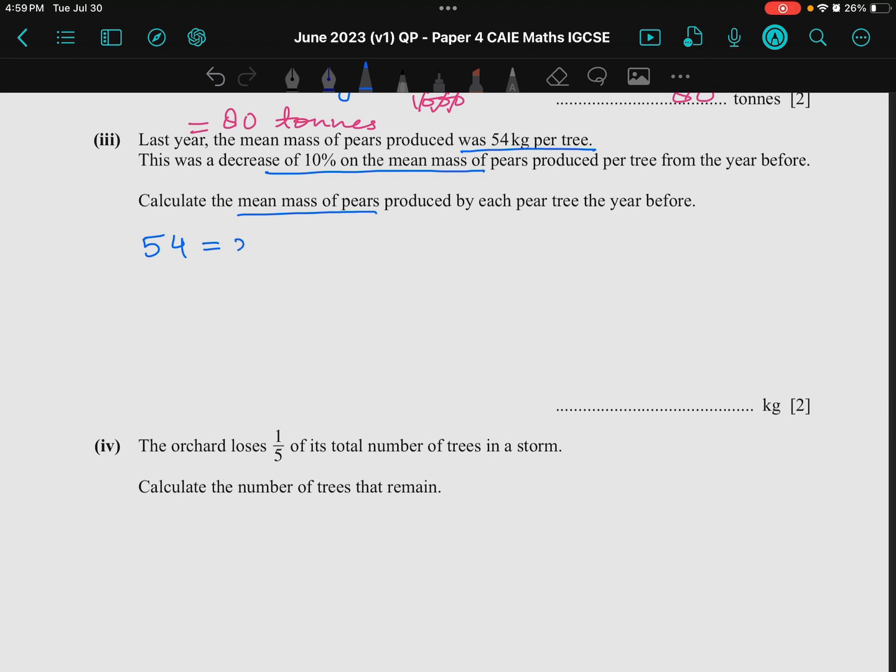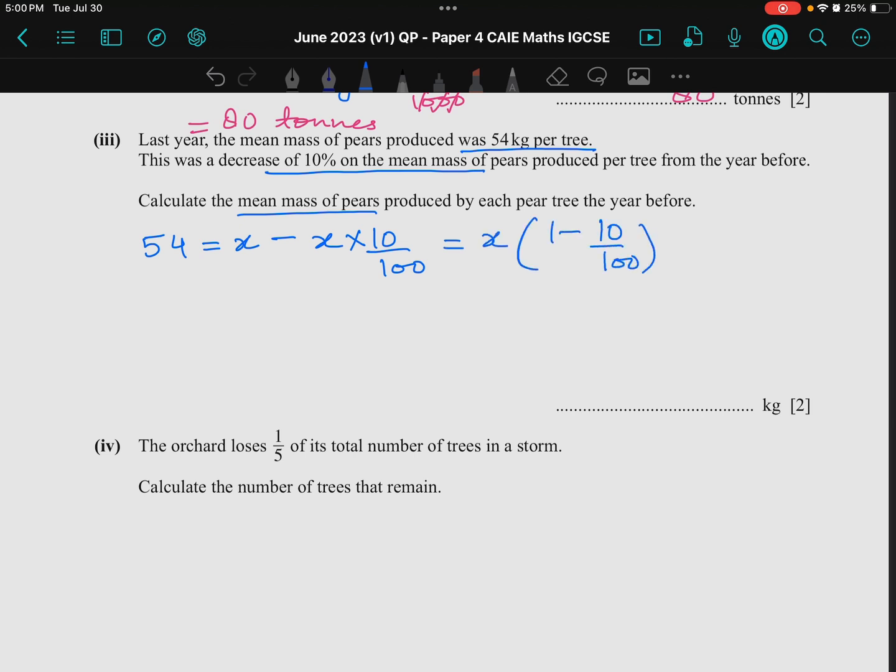So the year before, let's say it is x, and it is decreased by 10%. So it is x minus, what will be the mean mass for the last year? It will be the subtraction of the mean mass of the pears produced the year before minus the decrease, that is x into 10 upon 100. Taking x common, it will be 1 minus 10 upon 100.